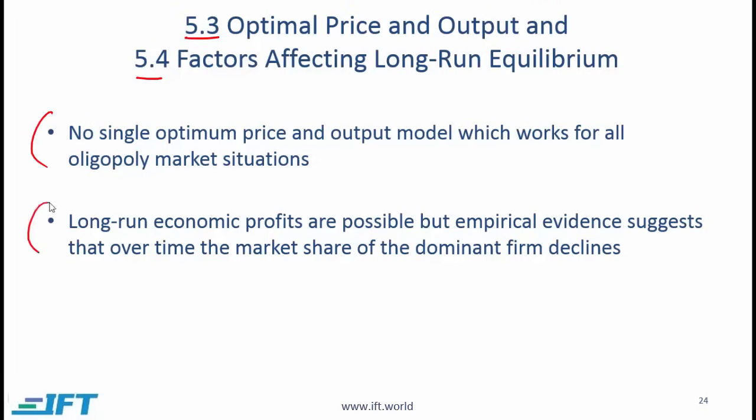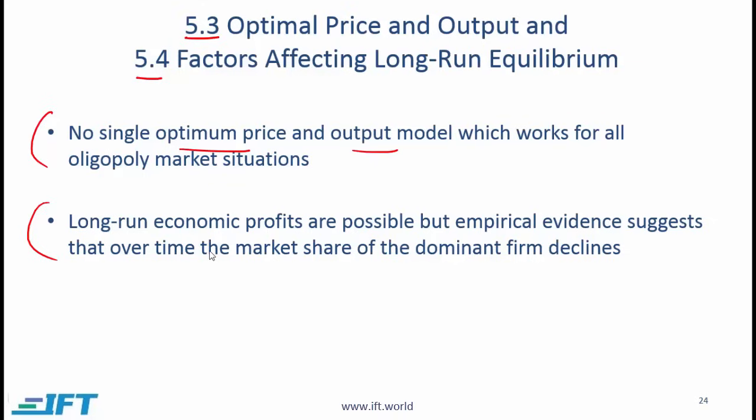Here are the two major items that you need to be on top of. There is no single optimum price and output model which works for all oligopoly market situations. As you might have realized, there can be many different kinds of oligopolies. We can have the dominant firm oligopoly. We can have a duopoly where there are essentially two players. You can have three firms in an oligopoly, and then the strategies that are being used by the firms might be different. So we cannot use one single model to come up with the optimum price and output.